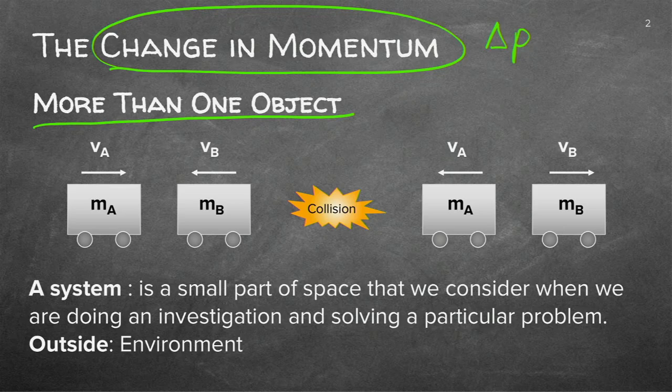Currently, we have one ball being hit by a club or one car being braked. What we have in this section is more than one object. So we've got a little trolley here, which we call number A. It's got a mass and it's got a velocity. We also have trolley B. Trolley B has got a mass and it has a velocity.